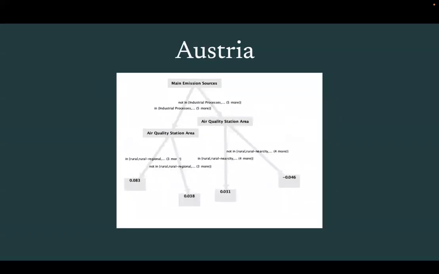So here's Austria's model. This model looks at air pollution levels at monitoring stations. In Austria, stations located near industrial processes like factories tend to show higher pollution levels at around 0.083, especially in rural or regional areas. Stations that are farther away from industrial activity have much cleaner air at around 0.046, and the cleanest stations are usually in urban and suburban areas that do not have industrial emissions at about 0.031.